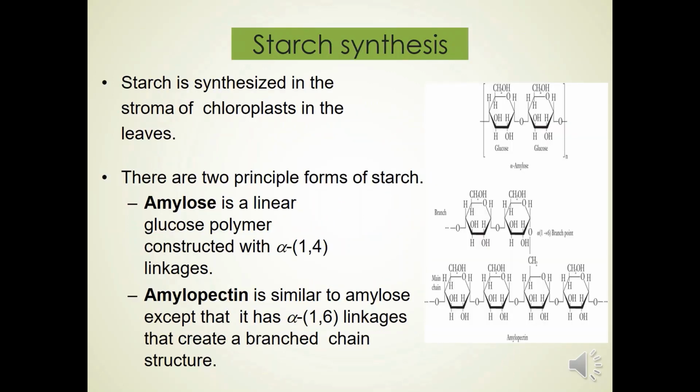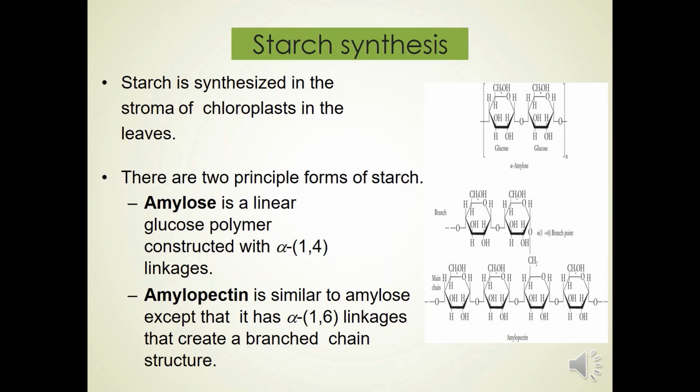Now we look at starch synthesis. You need to know that starch synthesis occurs in the chloroplast, in the stroma. So you know that the chloroplast is in the leaf, because the leaf is the main organ for photosynthesis. So this is really related to photosynthesis, because starch is synthesized from the sugar that is produced in photosynthesis.